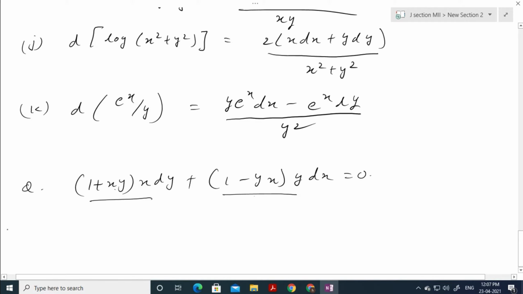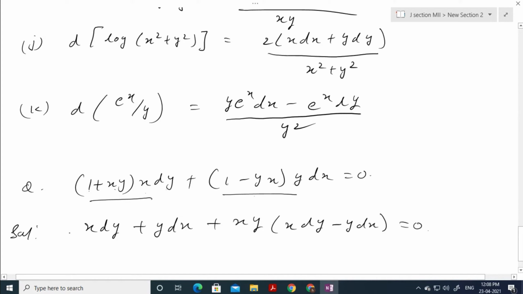But overall, this question I can rewrite as x dy plus y dx, since 1 into x dy will be x dy and 1 into y dx will be y dx. First two terms I have written. Now in the next two terms, what can I take common? xy I can take common, and the remaining part will be x dy minus y dx is equal to 0. Can I rewrite this in this form?